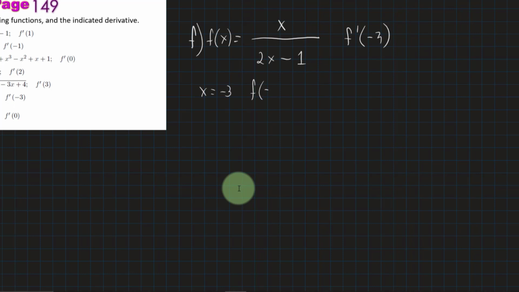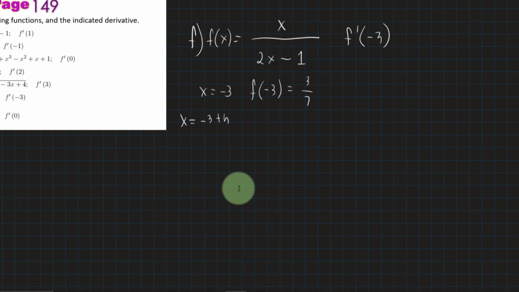So, pag ginawa natin yung f of negative 3, this will become, ay, maging negative 3. Ito naman, maging 2 times negative 3, maging negative 6 minus 1. Maging negative 3 over negative 7, or 3 over 7 lang. So, ang ating f of negative 3 is 3 over 7. Okay. Then, lahat ng mga x's, papalitan natin ng negative 3 plus h. So, lahat ng x, papalitan natin ng negative 3 plus h.